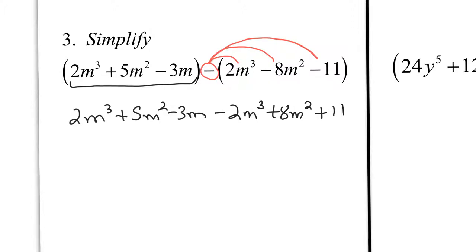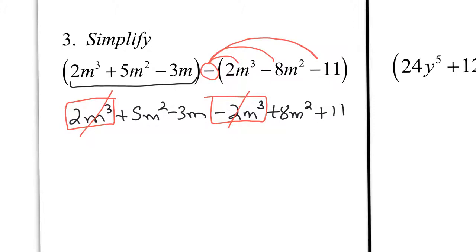So let me use those shapes that I told you about to combine like terms. The highest exponent is 3, 2m cubed minus 2m cubed. Think about it, 2 minus 2 is 0. So those m cubes cancel. You don't have any m cubes anymore. That happens. The terms can cancel.